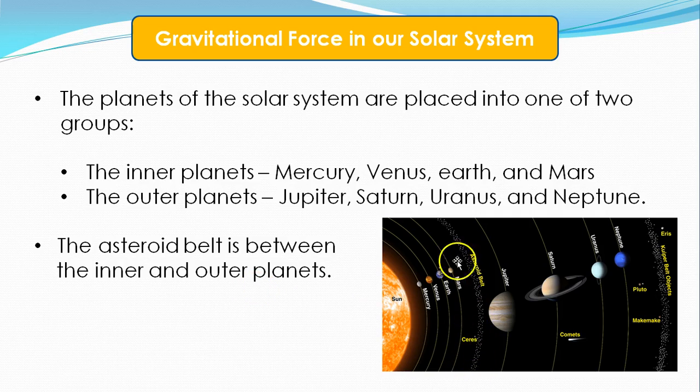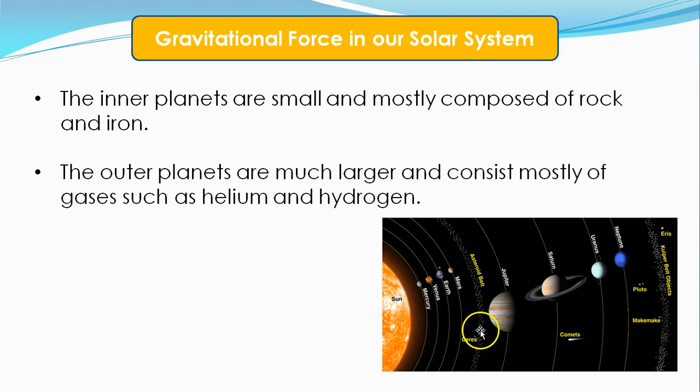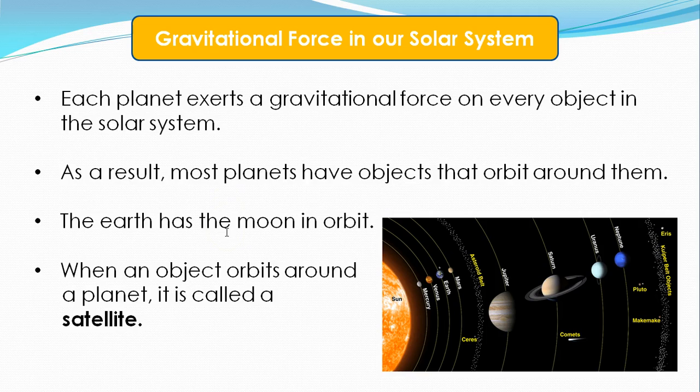The asteroid belt, even though it looks like it divides these sets of planets, is not really the division. The actual division of the planets is because the inner planets are small and mostly composed of rock and iron, whereas the outer planets are much larger and consist mostly of gases such as helium and hydrogen.